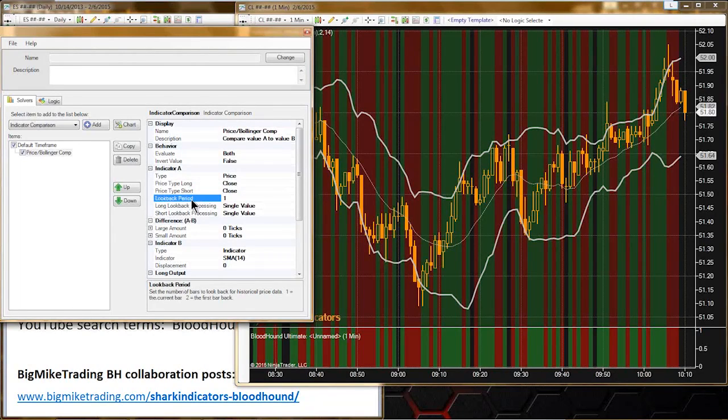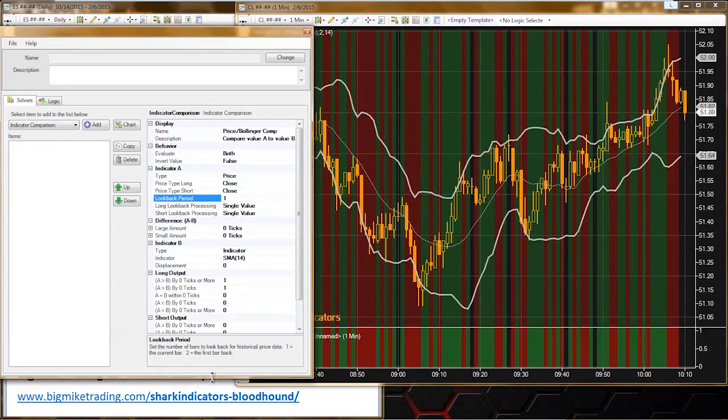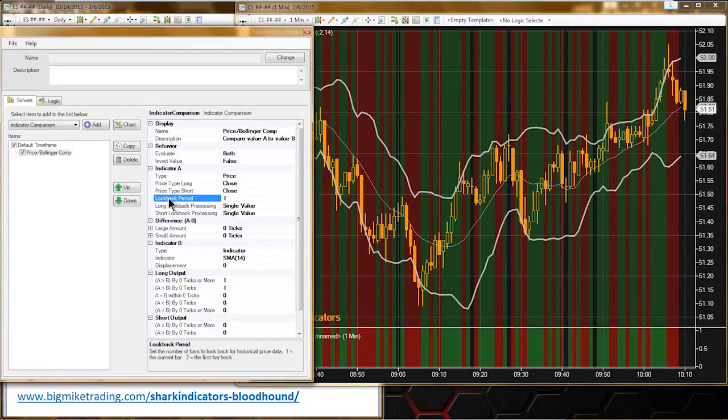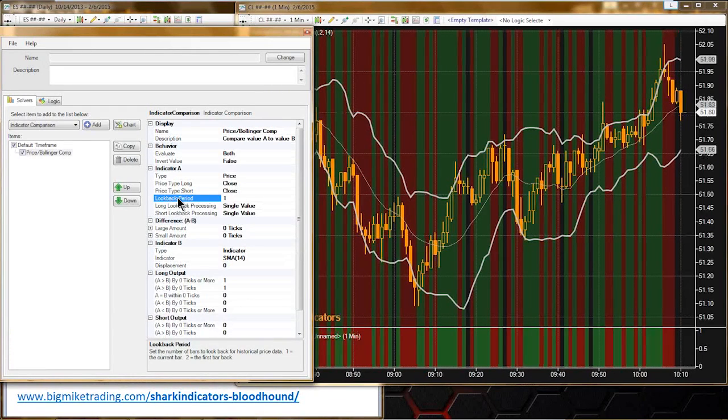And then we have this look back period. If you just want to look at the closing price of the current bar, then you're just going to use the default setting of 1. A look back period of 1 just means the current bar, so you're not looking back. The look back period has a starting value of 1, whereas a displacement has a starting value of 0.